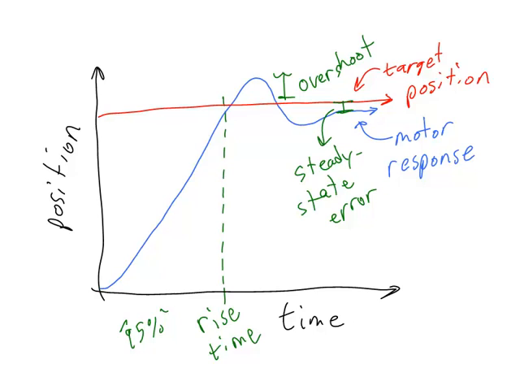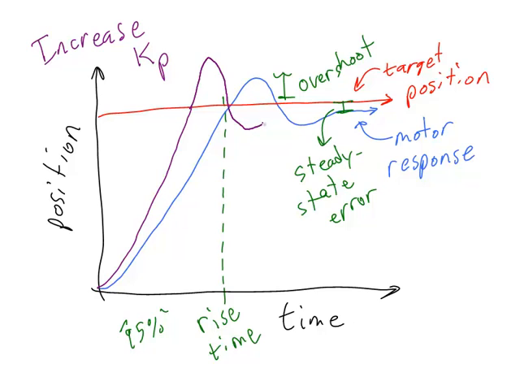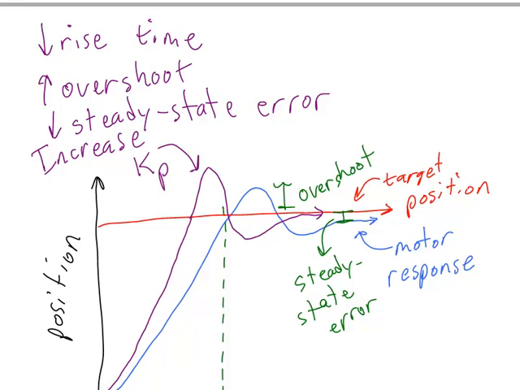Increasing Kp will have the following effect. An increased value of Kp will make the system faster. In other words, the rise time will be reduced. Also, the overshoot will become greater, and the steady state error will become less. In other words, the effect of increasing Kp is to reduce the rise time, to increase the overshoot, and to decrease the steady state error.